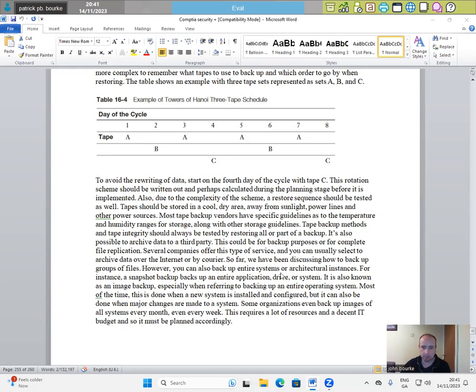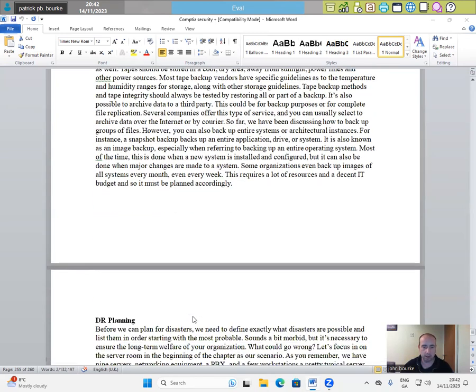However, you can also back up entire systems or architectural instances. For instance, a snapshot backup backs up an entire application or system. It is also known as an image backup, especially when referring to backing up an entire operating system. Most of the time, this is done when a new system is installed and configured, but it can also be done when major changes are made to a system. Some organizations even back up images of all systems every month, even every week. This requires a lot of resources and a decent IT budget, so it must be planned accordingly.